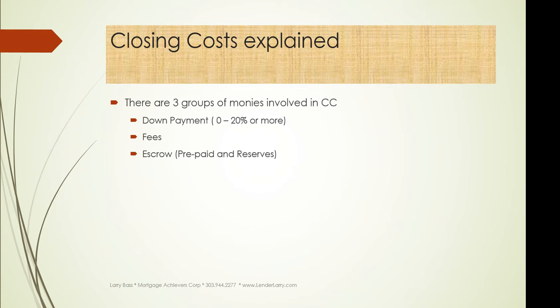The next part are the fees. These are just the cost of getting the loan. We have to pay for an appraisal, pay for the underwriter, pay for the processing and the credit report, different fees, and we have a slide on roughly what those fees are going to be. And then next is the escrow account. An escrow account is basically a forced savings account, and in that are 2 groups of monies. One is called prepaid monies or fees, and the next is reserves, and we have a slide for each of those. So let's get to the first slide regarding the down payment.